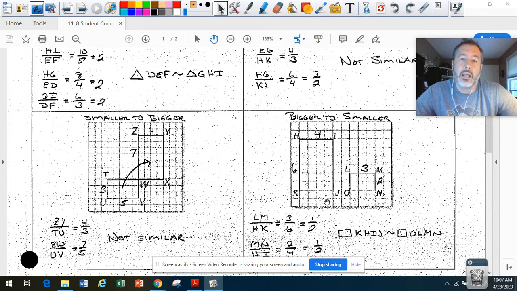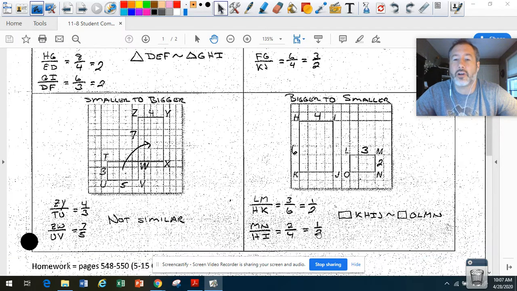Good to go. Let's try the next one. MN, this side here, is 2 over HI, which is 4. 2 over 4 is 1/2 also. Guess what, guys? These are similar. So we're going to write our similarity statement. This is rectangle KHIJ, because K goes with O, H goes with L, I goes with M, and J goes with N.